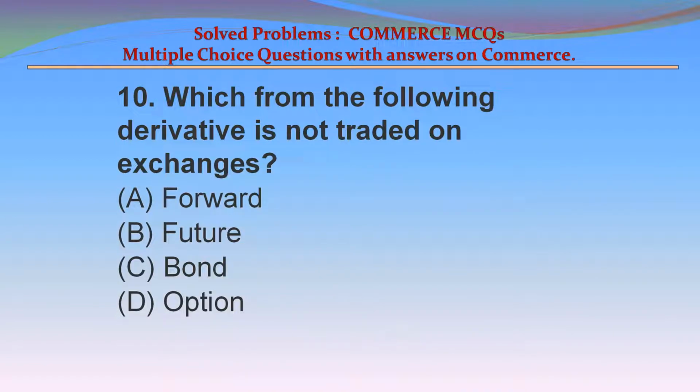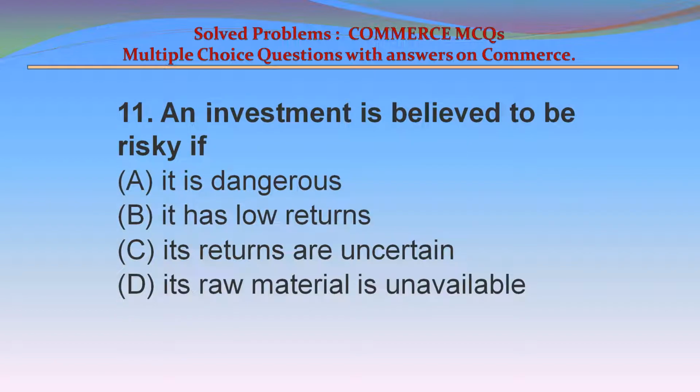10. Which from the following derivative is not traded on exchanges. Option A, forward. Option B, future. Option C, bond. Option D, option. Answer A, forward.